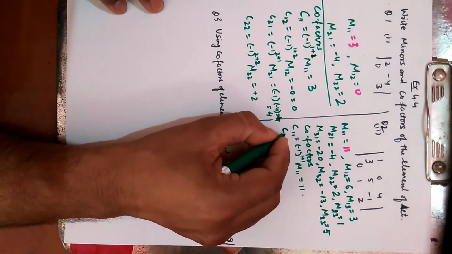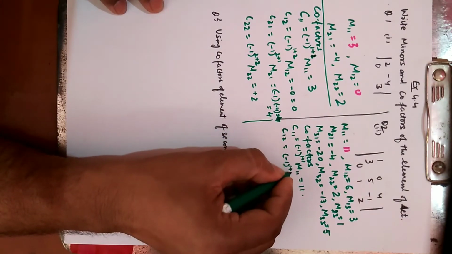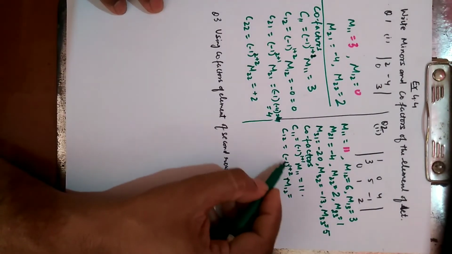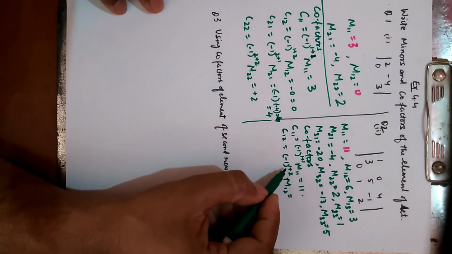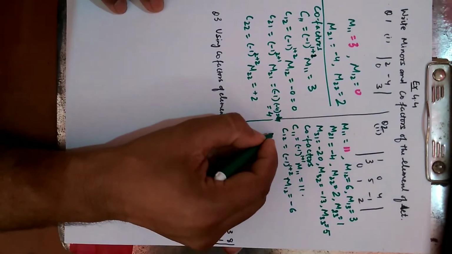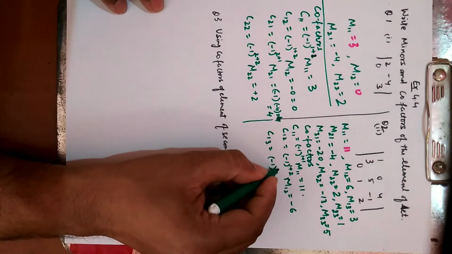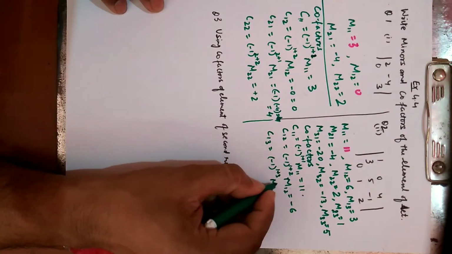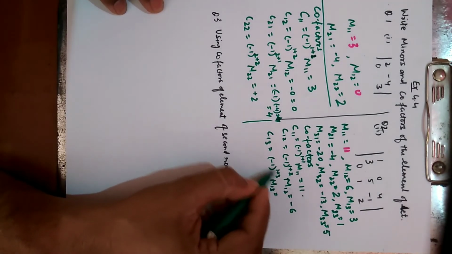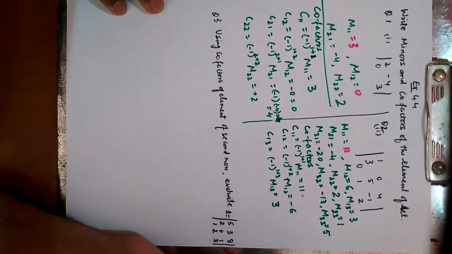Now similarly C12: minus 1 to the power 1 plus 2 and minor 12. Minor 12 is 6 and minus 1 to the power 1 plus 2 is negative, so the answer will be minus 6. Now C13 will be minus 1 to the power 1 plus 3 times M13. M13 is 3 and this becomes positive because the power is now even. So your answer will be 3.